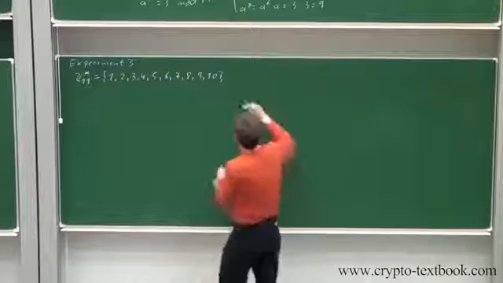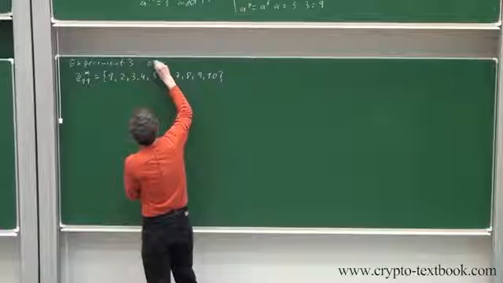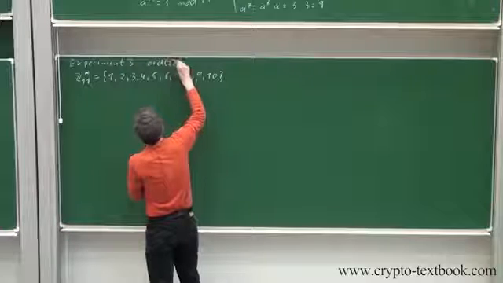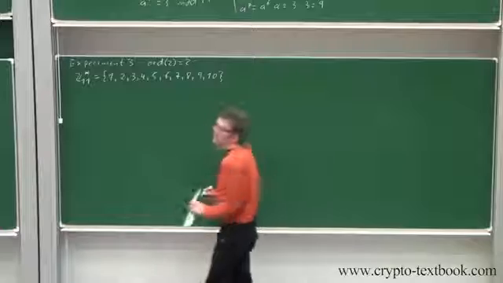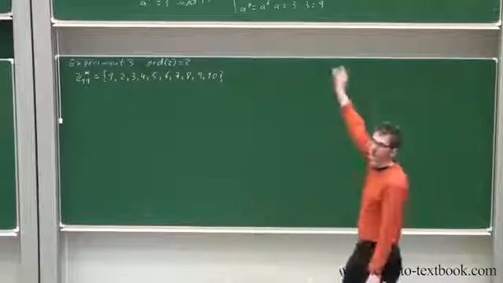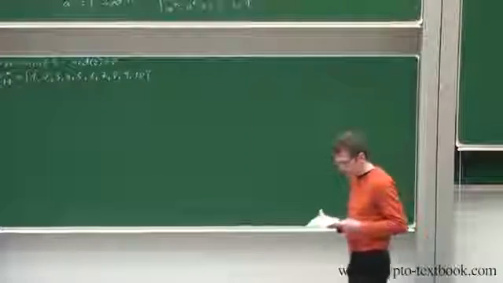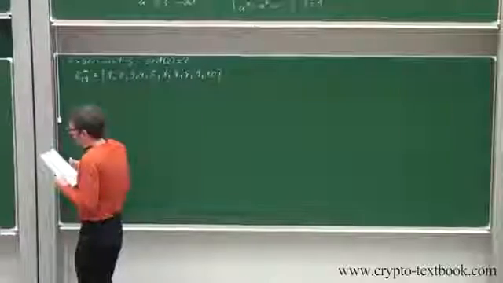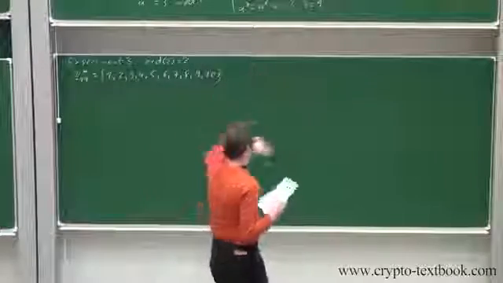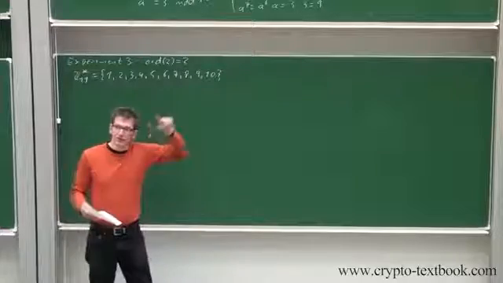And now we're interested in the order of 2, which is equal to what? Before we figured out the order of 3, now we're looking at the order of 2. I'm going to give you a definition of the order in a minute. So how do we do that? Well, we did the same thing we did here. We look at all the powers, and we're looking for the cycle length.